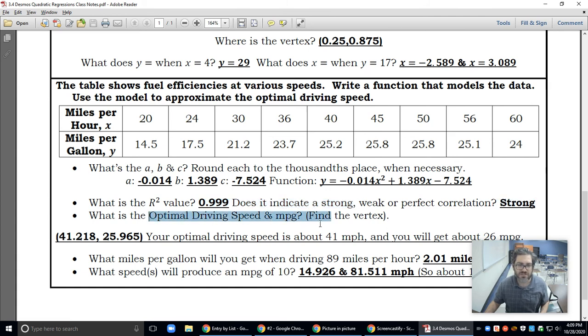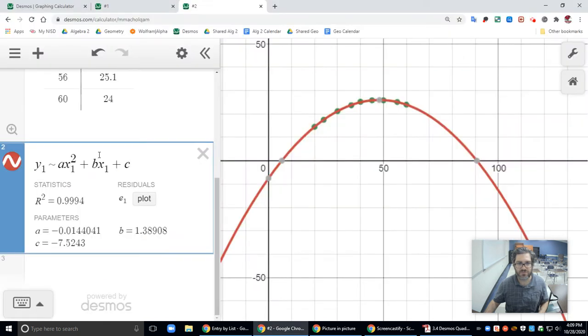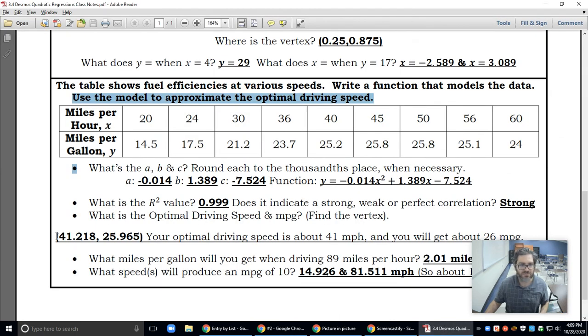My optimal driving speed, that would be find the vertex. This is a relationship between miles per hour and miles per gallon. So it's trying to show you your efficiency depending on how slow or fast you drive. So my optimal efficiency would be at the vertex. You can see it as a gray point right here. So if you just click, it nails down that coordinate. What's nice is it's rounded to the nearest thousandths place for you. It's not giving you 100 decimal places. So I wrote down this number exactly as it is, 41.218 and 25.965.